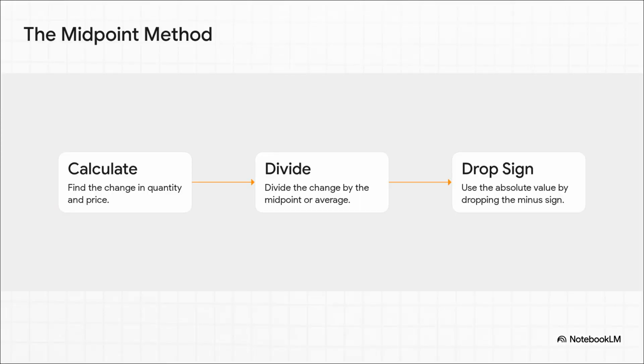Now, to actually calculate this flakiness, economists use what's called the midpoint method. And don't worry, the math is actually super simple. Think of it like a recipe. Instead of standard percentage changes, you just take the change in quantity and the change in price, and you divide each by the average, or the midpoint, of the initial and final levels. Then, you just divide the quantity change by the price change and drop any minus signs.